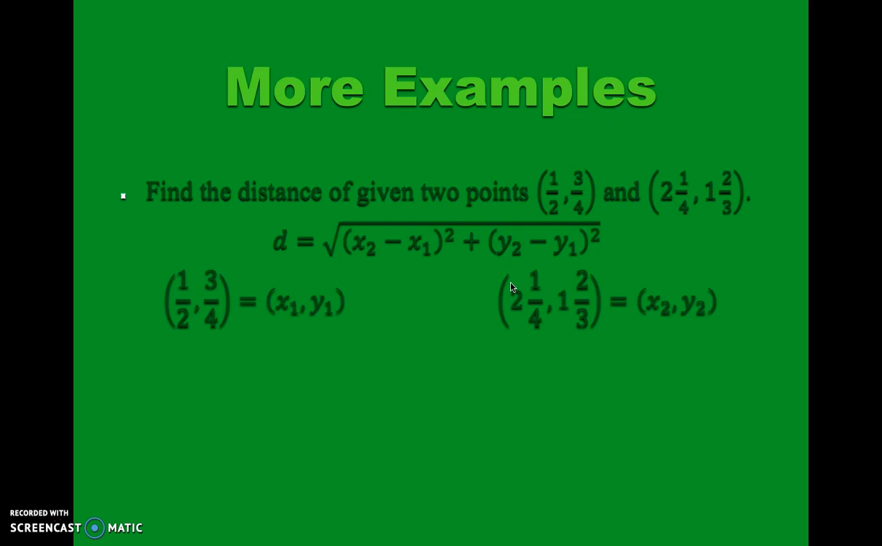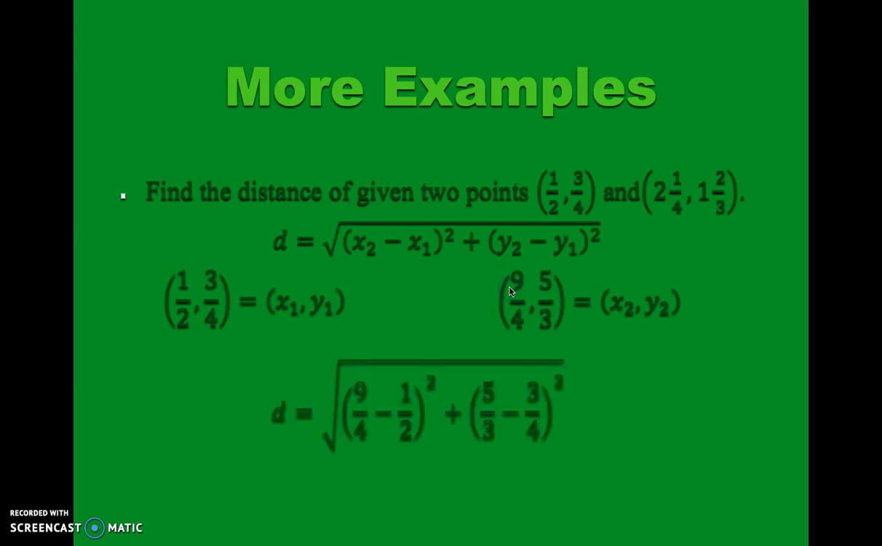So for 2 1/4 and 1 2/3: for 2 1/4, we have 4 times 2 is 8, 8 plus 1 is 9, so 9/4. And for 1 2/3, we have 3 times 1 is 3, 3 plus 2 is 5, so 5/3. So this coordinate would now be 9/4, 5/3. We will substitute this information into the distance formula, which gives the square root of (9/4 minus 1/2) squared plus (5/3 minus 3/4) squared.